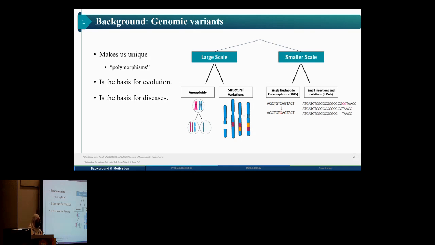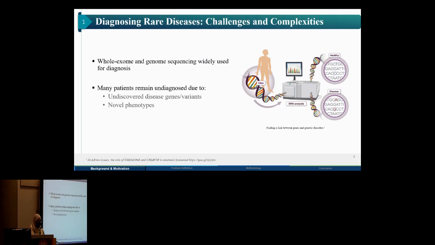And these genomic variations present a challenge in diagnosing rare diseases using whole genome and whole exome sequencing studies, which are widely used for diagnosing patients with rare diseases. However, many patients remain undiscovered, either due to an undiscovered disease gene or disease phenotype, or novel phenotypes that arise from a combination of variants in multiple genes, as interpreting the phenotypic consequences of the variants relies on information about the gene function, expression, and other genomic features.